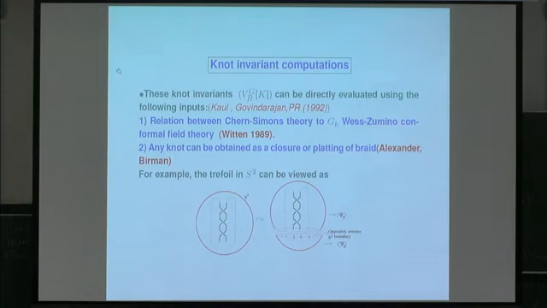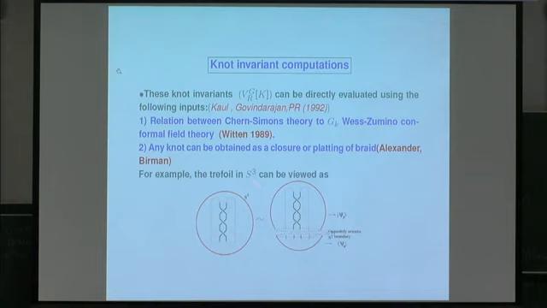So just to give you a flavor of how the knot invariant computation goes, you need 2 ingredients. One is the relation of Chern-Simons to the 2-dimensional boundary special conformal field theory called the Wess-Zumino conformal field theory. Second is that every knot you should be able to draw either as a closure of a braid or also as a quasi-plait or plait of a braid. So these are due to Alexander's theorem and Birman's theorem.